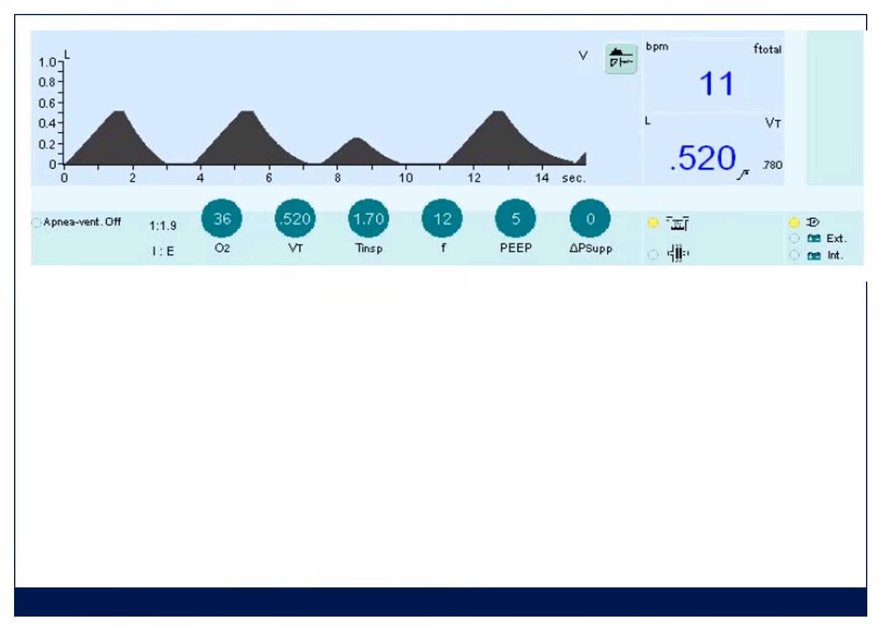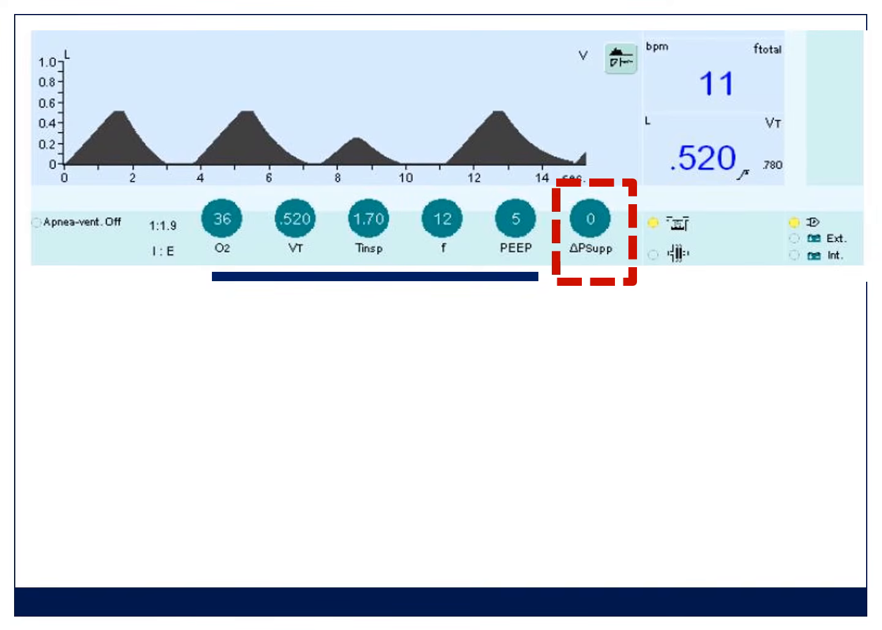Now, coming back to synchronized versus mandatory ventilation, this shows an SIMV ventilator. SIMV stands for synchronized intermittent mandatory ventilation. And you can see here that they've set their oxygen at 36%, the tidal volume is set at 520, and they've got an inspiratory time, which I'm not going to go through today. Frequency is set at 12 and the PEEP at 5. So those are all sorts of things you would be expecting to set.